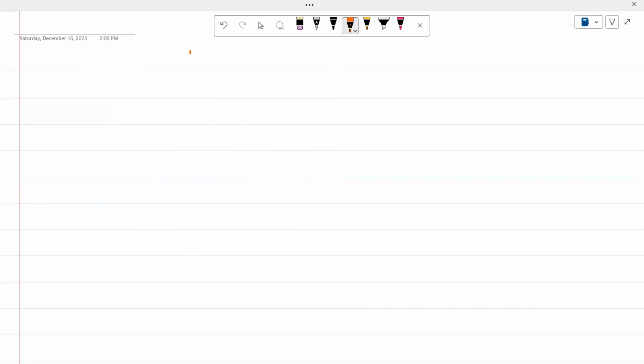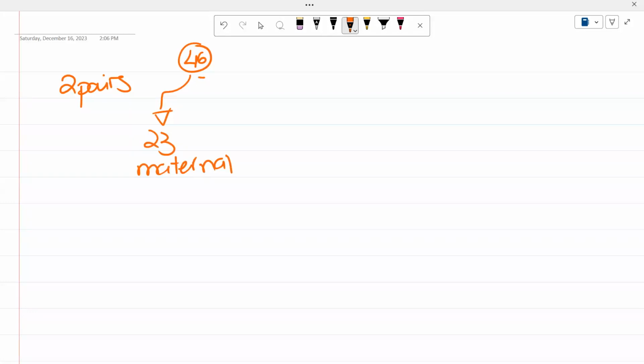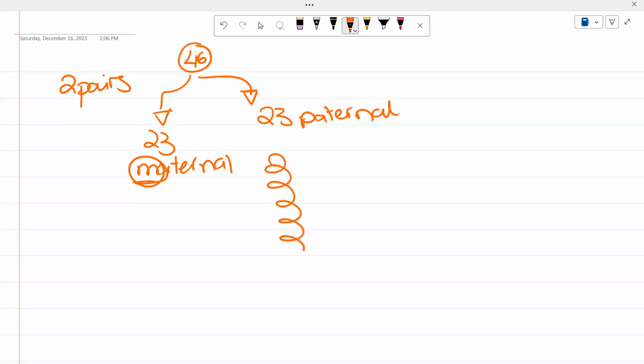You have how many chromosomes in your cell? 46. These are 2 sets of pairs. I have one set of 23 maternal. Maternal means from the mother or the father? From the mother. Maternal starts with M, comes from the mother. And 23 paternal. Paternal means mother or father? Father. Good.